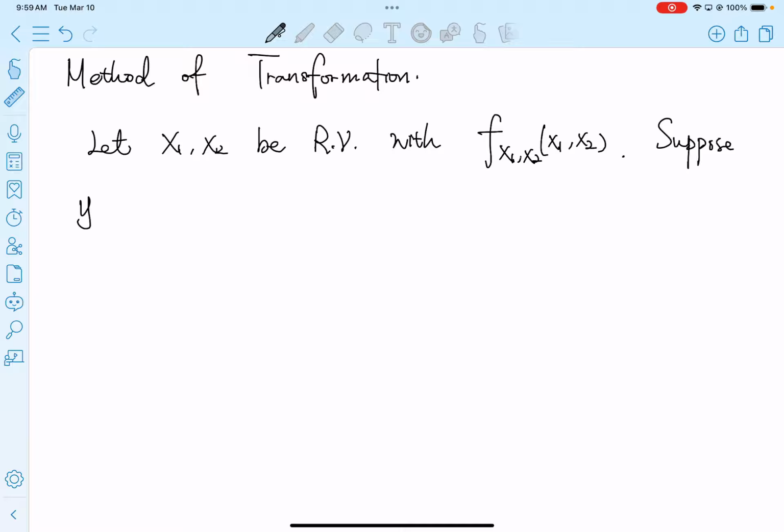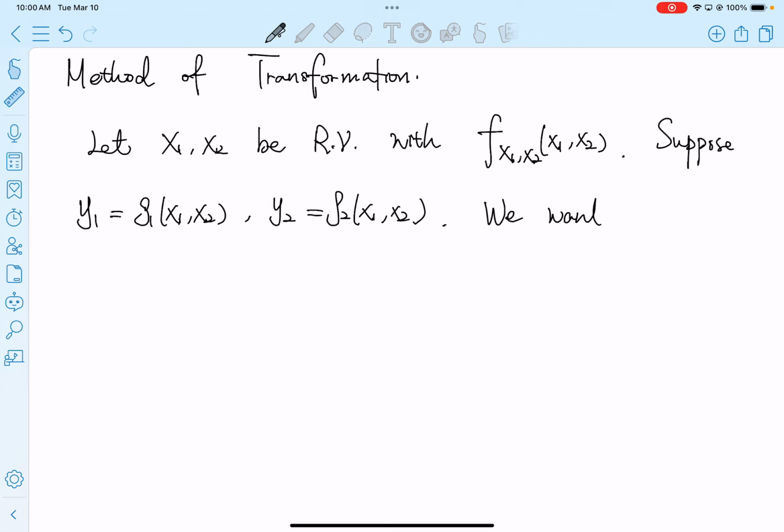Suppose a new variable, y1, has the following transformation from x1 and x2. Also y2 admits another transformation. Both of them are functions of x1 and x2 together, okay? And now we want the joint distribution of the new variables y1 and y2. The method of transformation is basically used to handle this kind of problem.